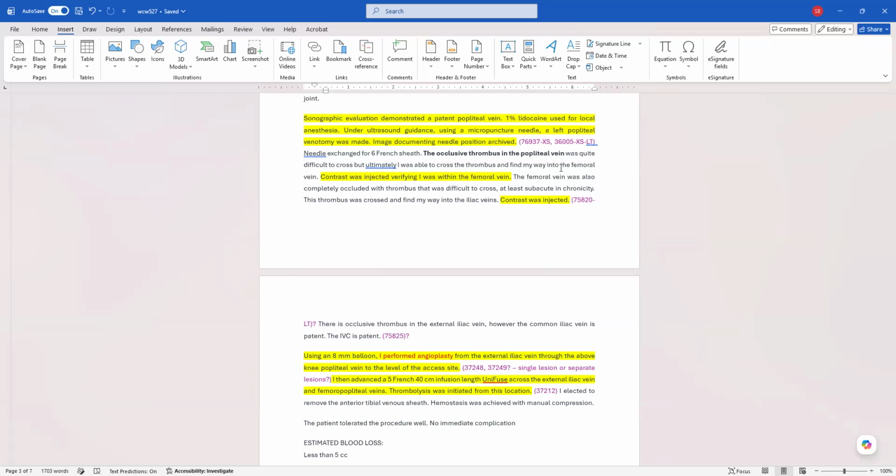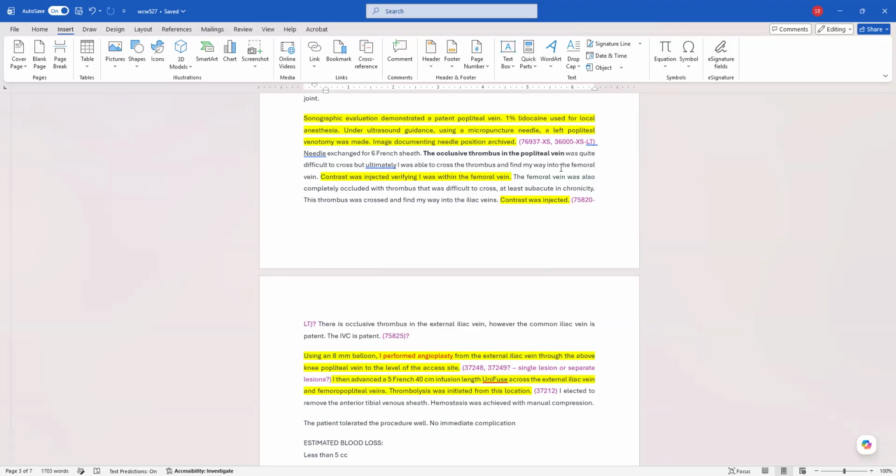And then from there, it says I advanced a 5 French infusion length Unifuse across the external iliac vein and femoral popliteal veins, and then thrombolysis was initiated. So day 1 of a venous thrombolysis is 37212. And notice nothing's changing with the cath code. Again, that catheter is staying in that left extremity, so it's going to be 36005 for both of those access sites.